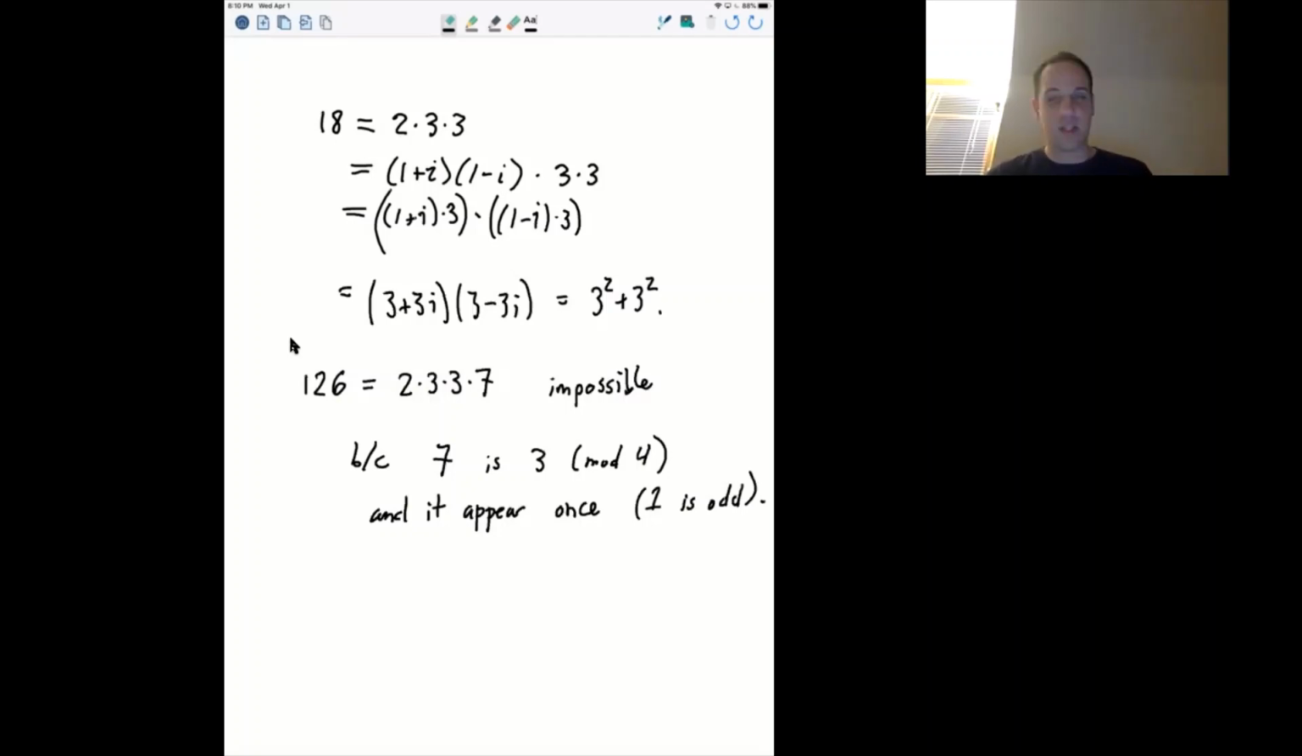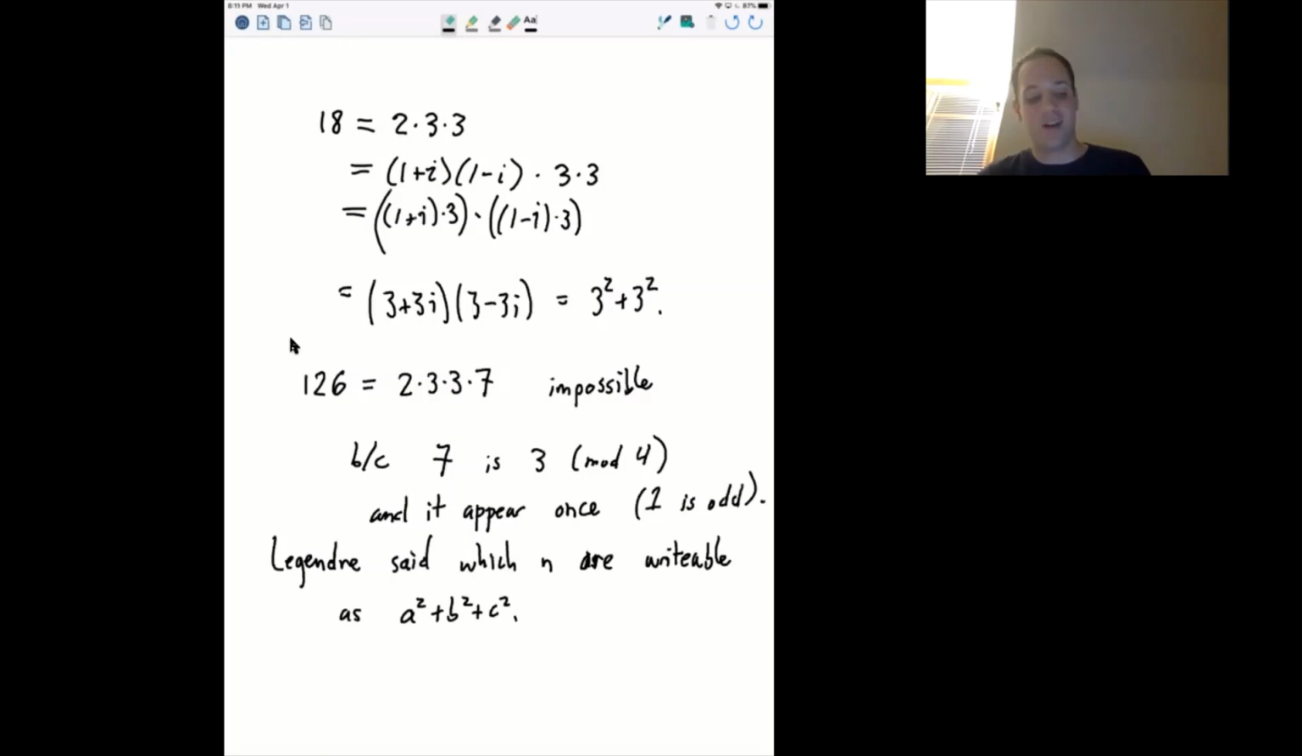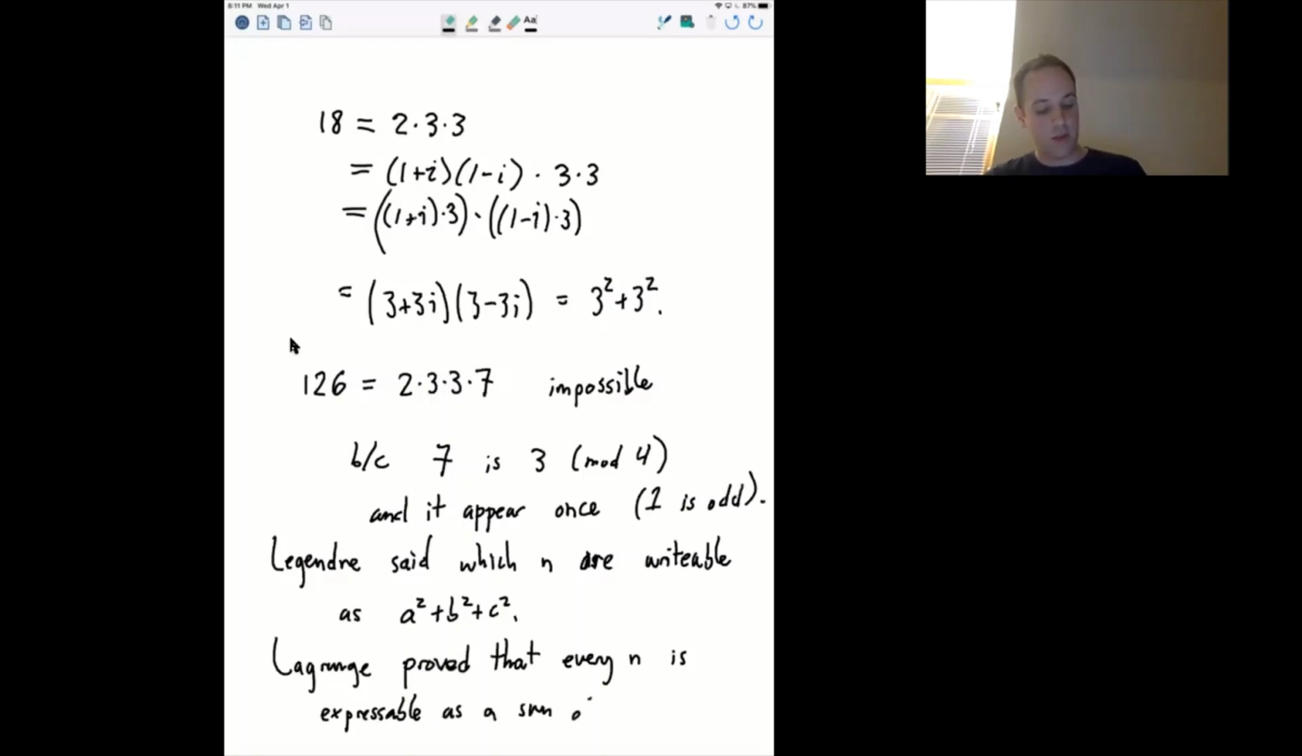The three squares question was answered by Legendre, who was able to say which n are writable as a sum of three squares, a squared plus b squared plus c squared. The answer is a bit weird, and I don't even remember what it is. You can look it up, but the proof is also pretty hard. The answer is like some can, a lot can't, and they're kind of all over the place. And then the next question was answered by Lagrange, who's actually a different person. And he proved that every number n is expressible as a sum of four squares.